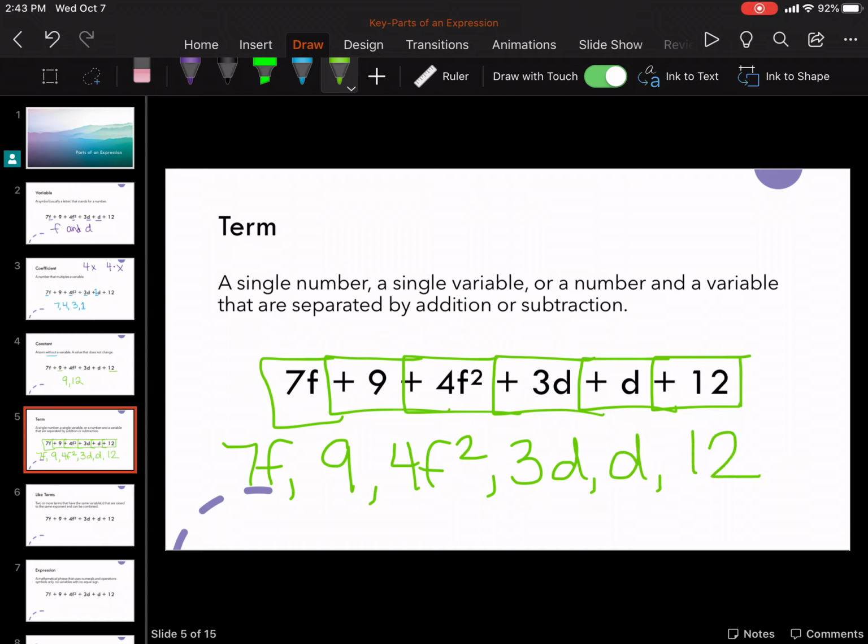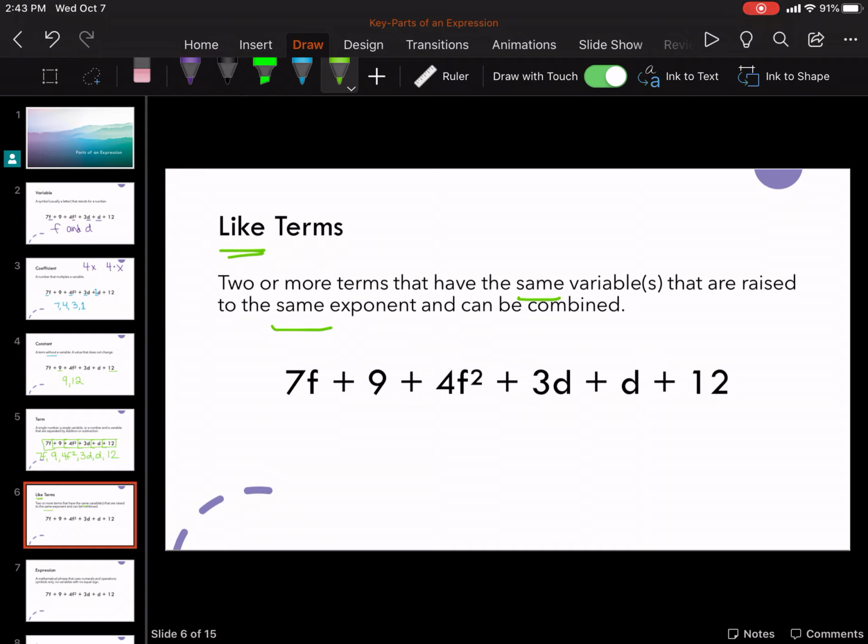So for this one, same thing. Which ones are like terms? So 2 or more terms that have the same variable and are raised to the same exponent. Okay, so let's look. So we have f squared, 7f, and 4f squared. Well, it's the same variable, but it's got to be the same exponent. So those are not like terms.